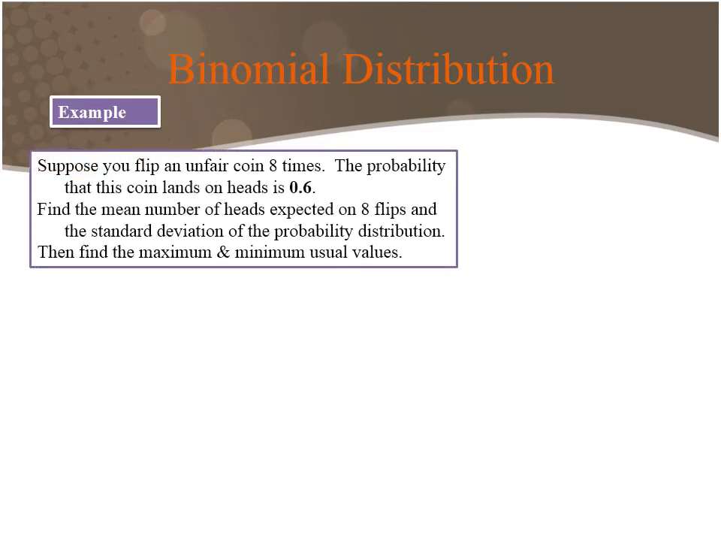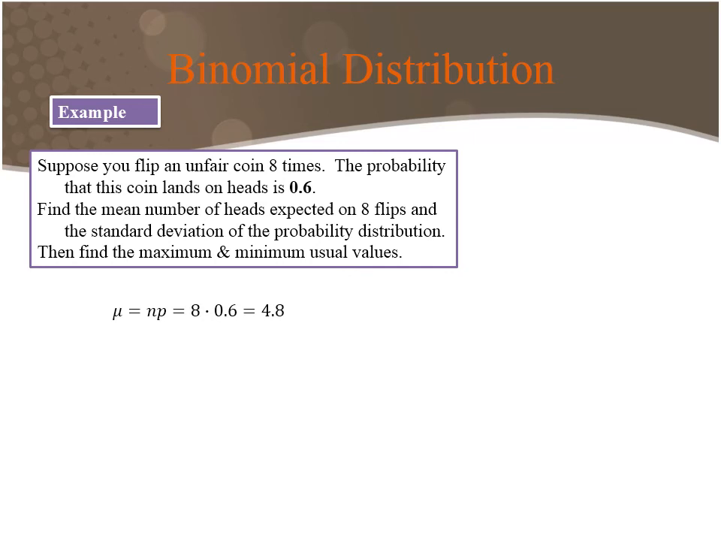Let's look at an example. Suppose we flip an unfair coin 8 times. The probability that this coin lands on heads, we're going to say, is 0.6. Find the mean number of heads expected on 8 flips and the standard deviation of the probability distribution. Then let's find the maximum usual value.